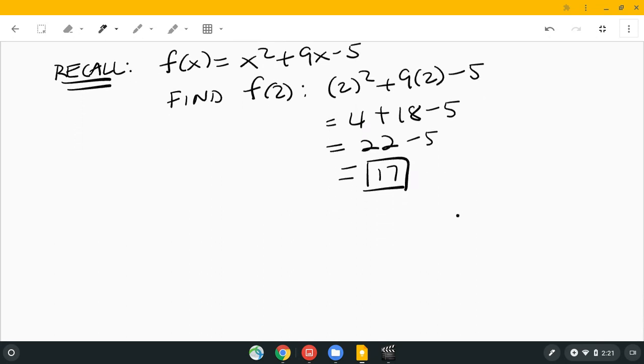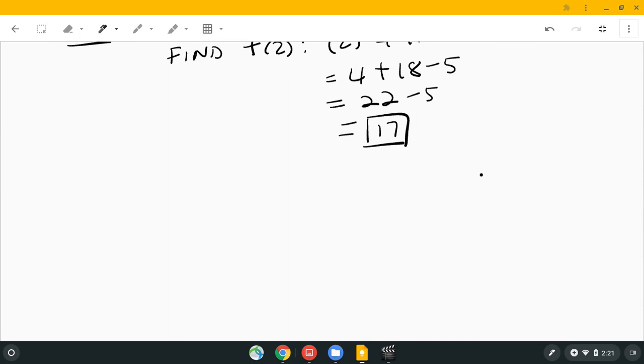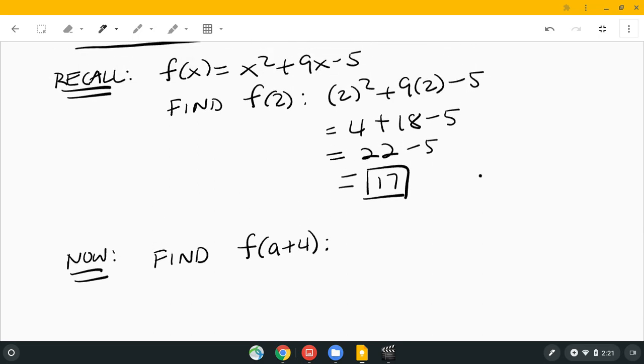Okay, so that was before. So now you might be asked to find something like f of a plus 4 using that same function. So let me scroll so you can see it. So if we're using this function, this means I need to replace the x's with a plus 4.